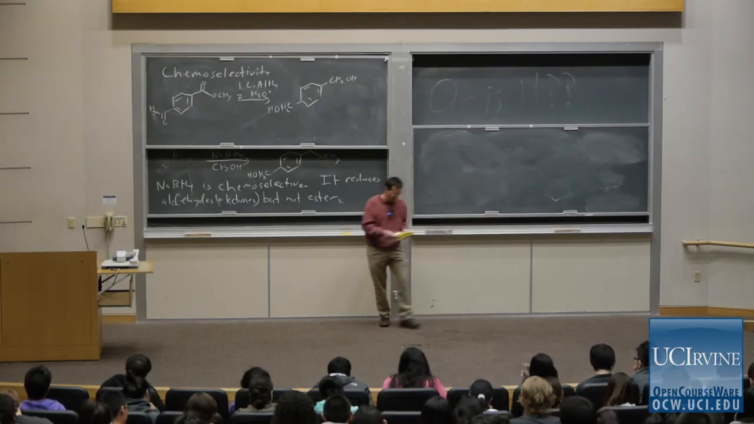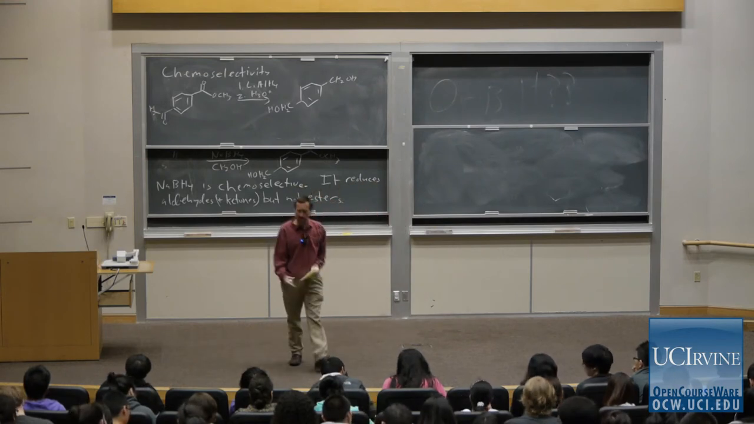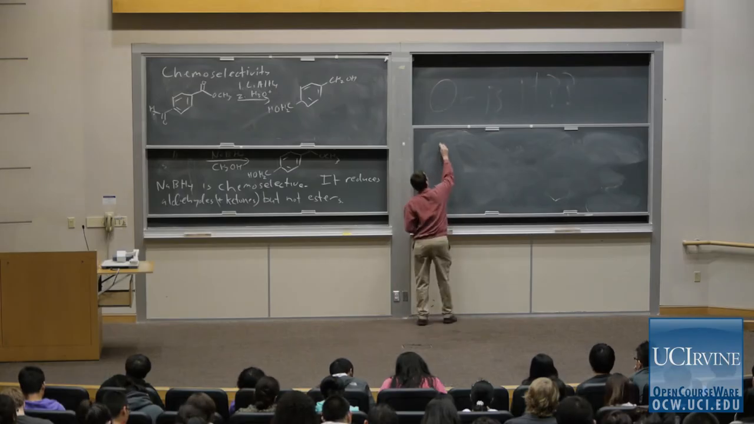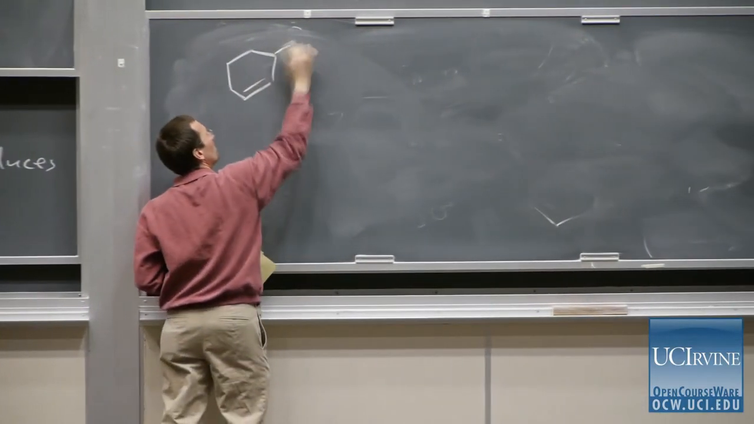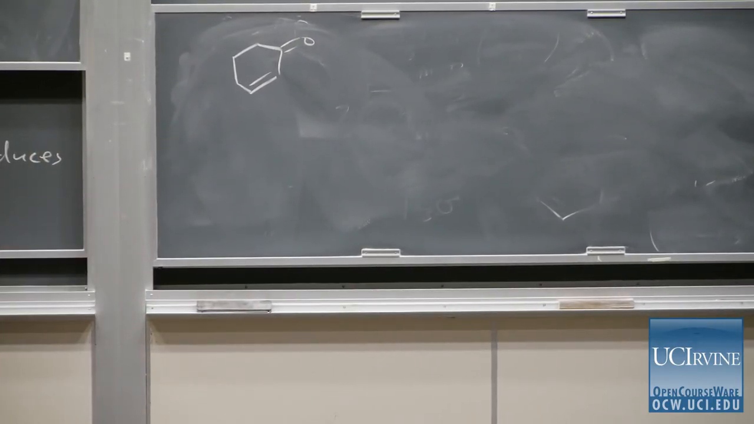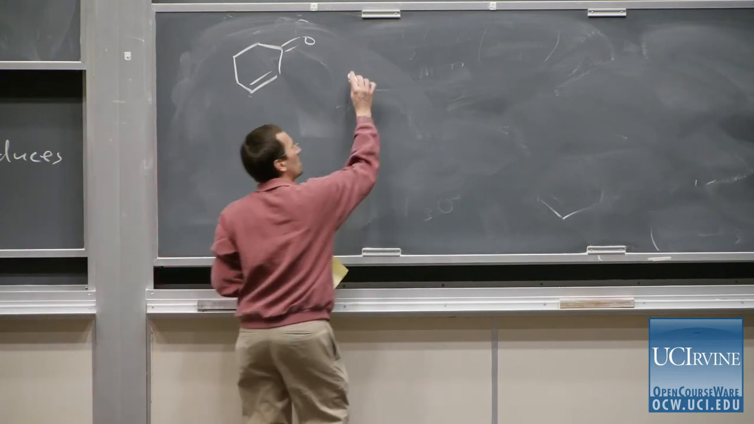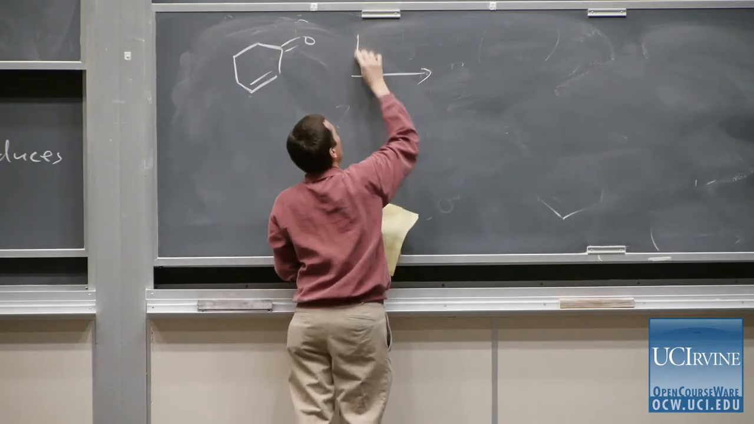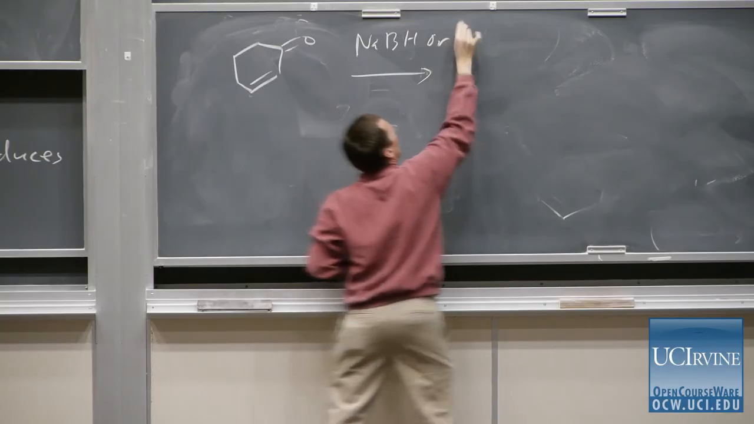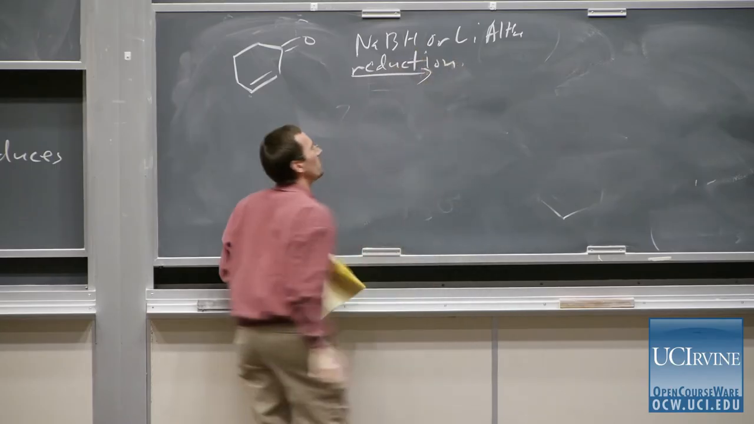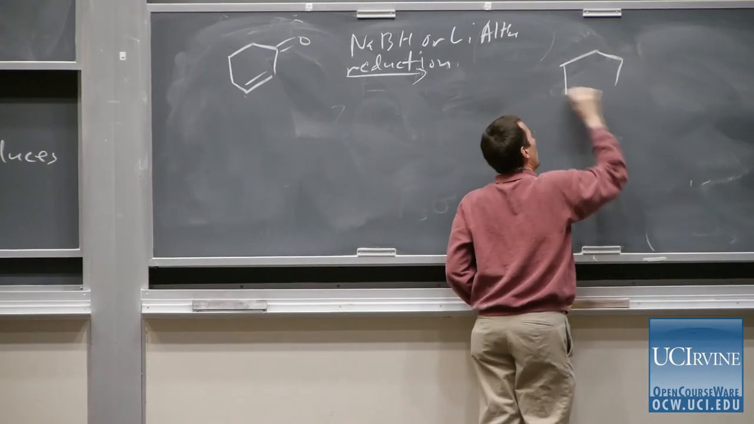All right, I want to give you a couple of other examples of selectivity, and I've borrowed these directly from your textbook. There are many ways to do these types of reactions, and I thought this example, which is straight from your textbook, would actually illustrate these points very nicely. So if we take a compound like cyclohexenone, which has both a carbon-oxygen double bond, a carbonyl group, and a carbon-carbon double bond, we have two different groups that can be reduced, the carbon-oxygen double bond and the carbon-carbon double bond. Reagents like sodium borohydride or lithium aluminum hydride, and I'm not going to write all the conditions, I'll just write sodium borohydride or lithium aluminum hydride reduction, reduce the carbonyl group.